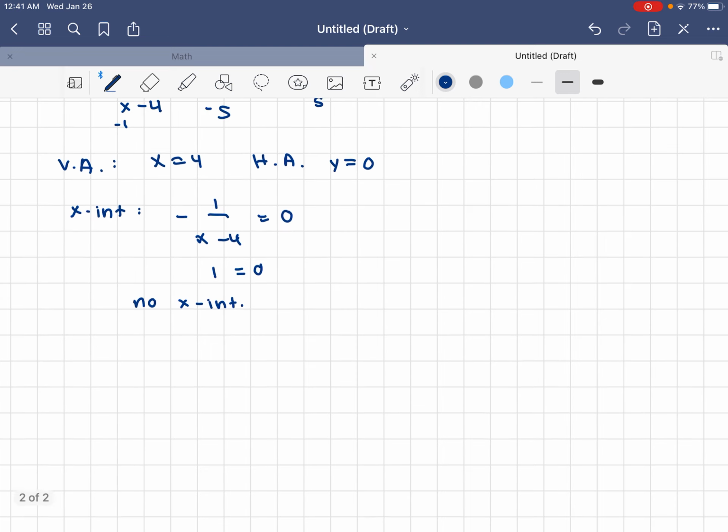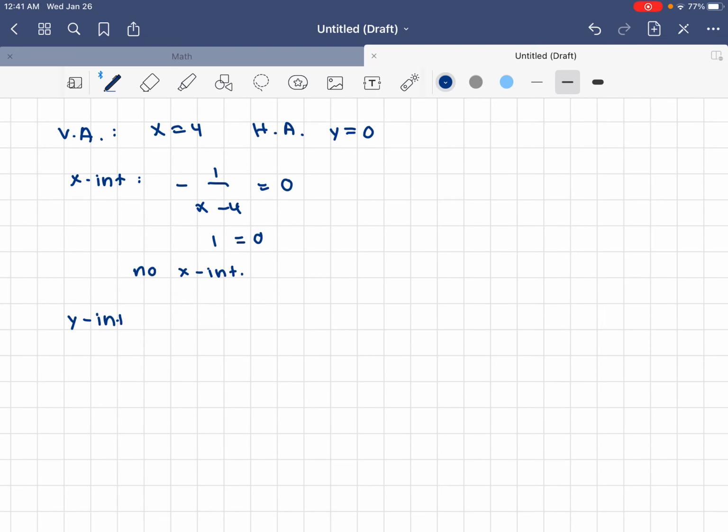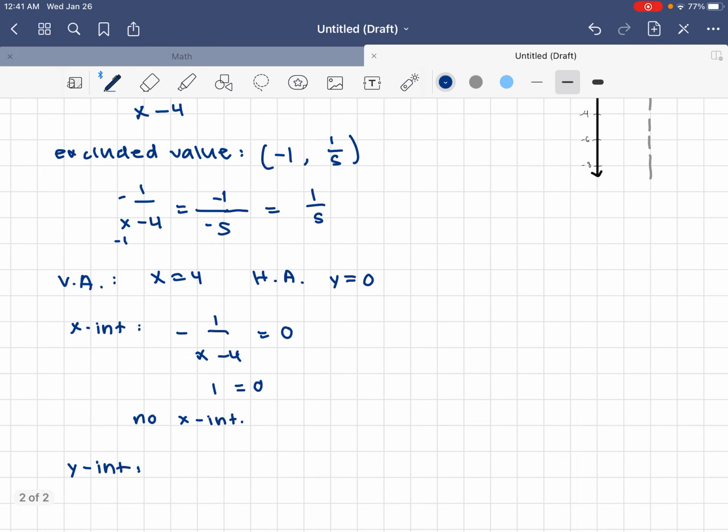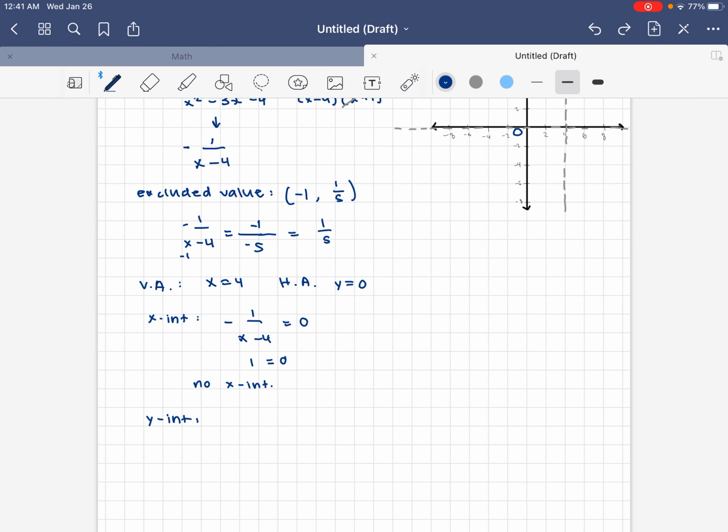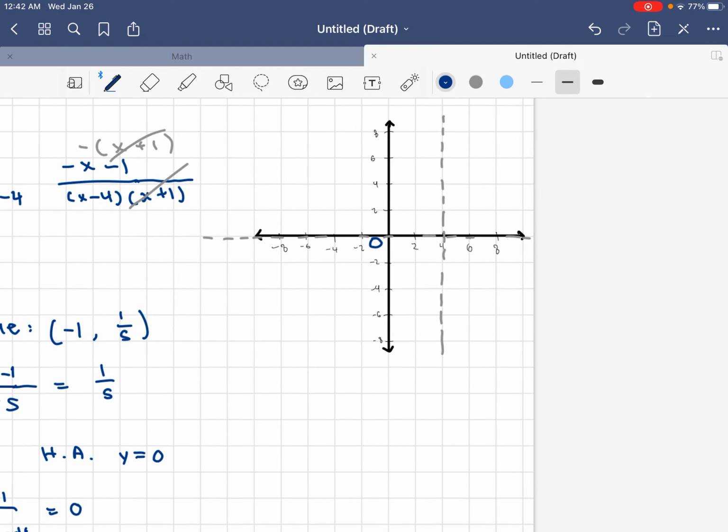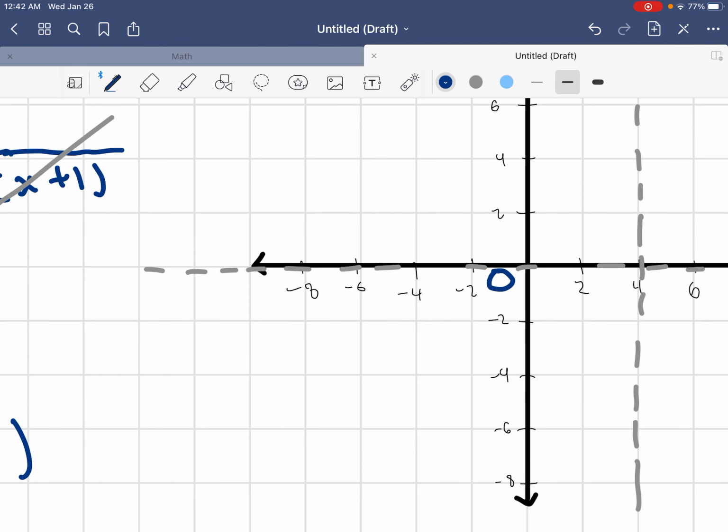Okay, so now let's solve for the y-intercept. The y-intercept is when x is 0. So look at our function. We're going to plug 0 into where we see x. Okay, so our y-intercept is 1 over 4. So let's put a dot roughly where 1 over 4 is.